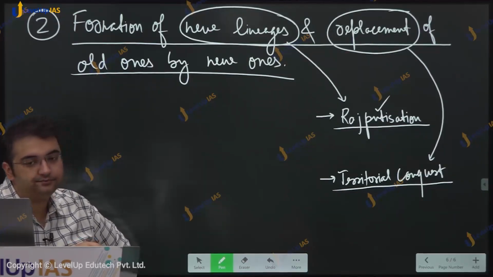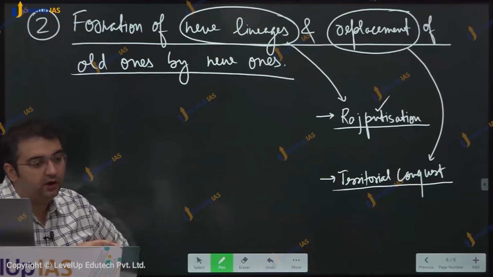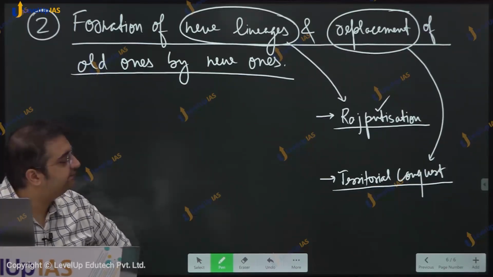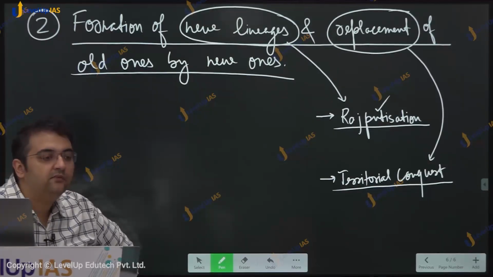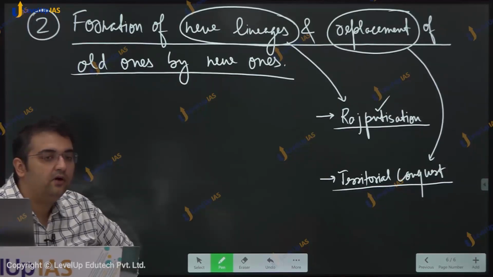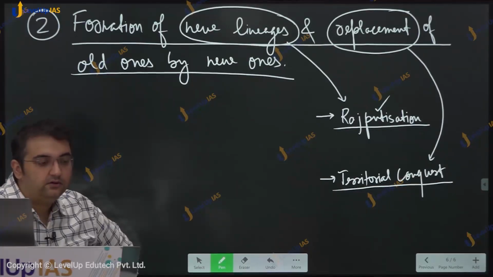Next point, often this colonization took place in tribal areas. And tribals were either subdued or emerged as a new lineage through the process of Rajputization.